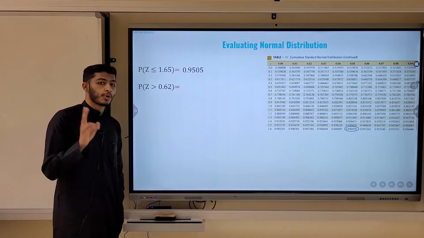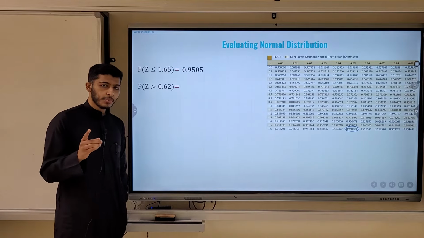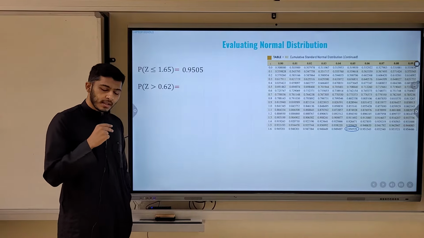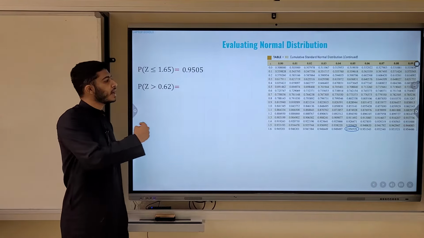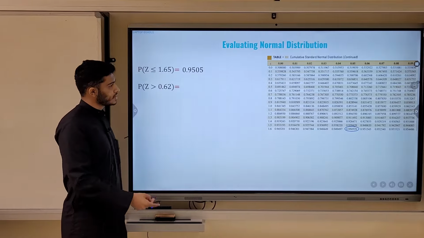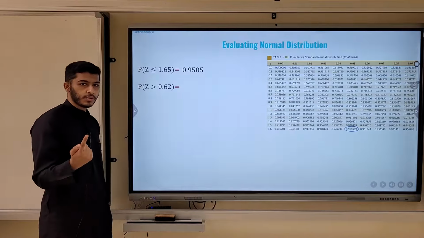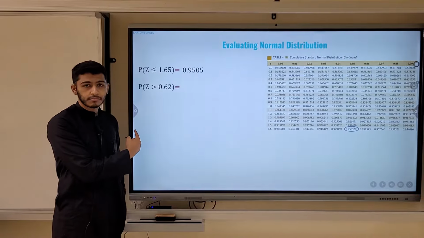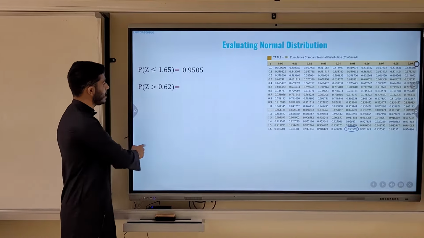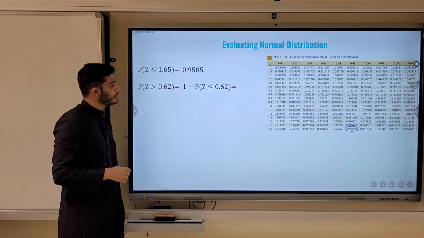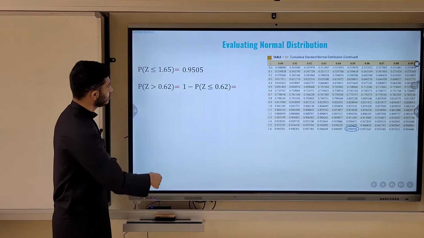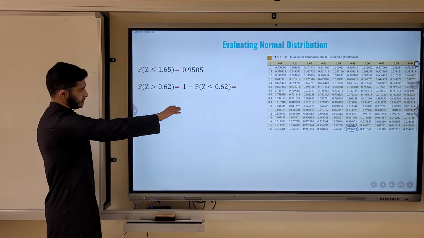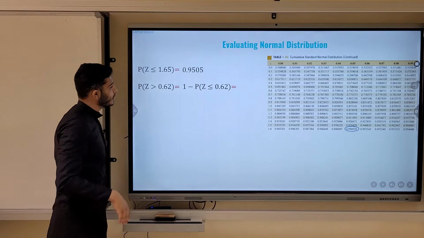Next one, the probability of z greater than 0.62. Let's ask our questions. The first question, is it cumulative? No. Does the sign of the outcome match the sign of the outcomes in the table, or the z values? Yes. So the one question is unanswered. How can we fix this one? We just make it a cumulative expression. So how do we make it a cumulative expression? As easy as it is, using the complement rule, or the complement method. So using the complement, and yes, now after we have a cumulative expression, we can evaluate it.